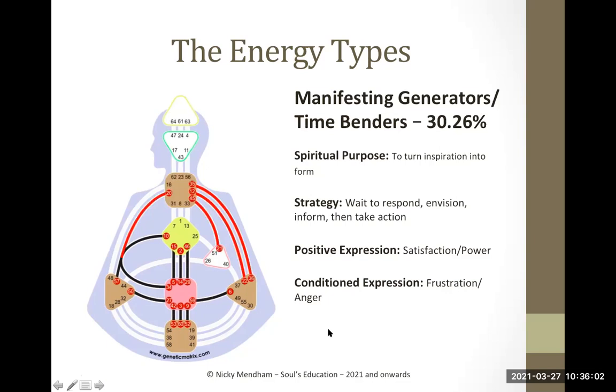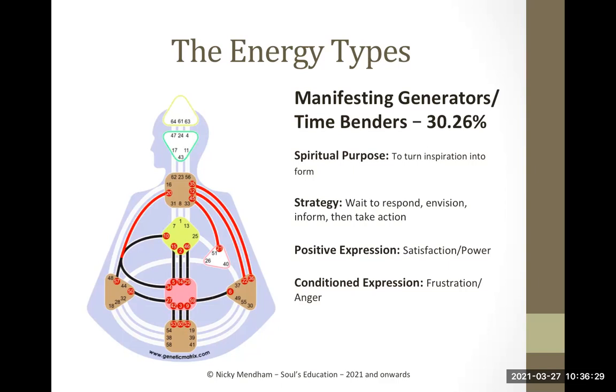And another version of the generator, again, still having to wait for a response, is the manifesting generators, or the time benders, as Karen Curry Parker calls them. They are here to, again, turn inspiration into form, but to take it as quickly as they possibly can in the process. So try and find the quickest route from point A to point B. And that gives them great satisfaction.